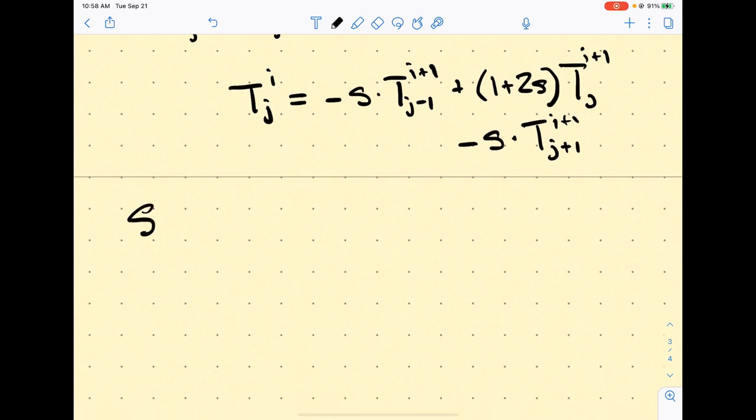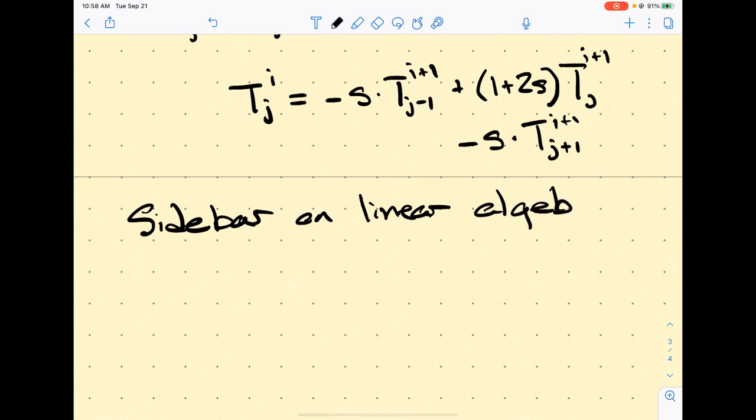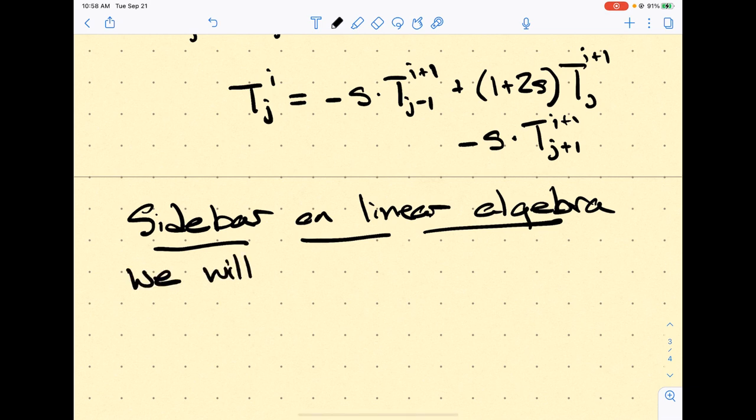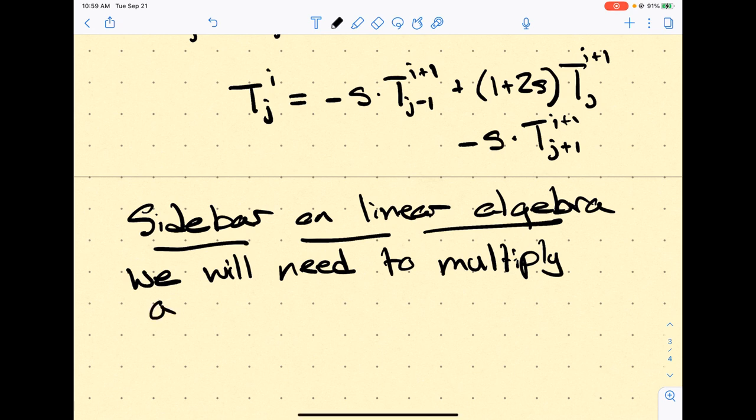Okay, so now we need to pivot and do a side note, a sidebar on linear algebra. In particular, we will need to multiply a square matrix by a vector.